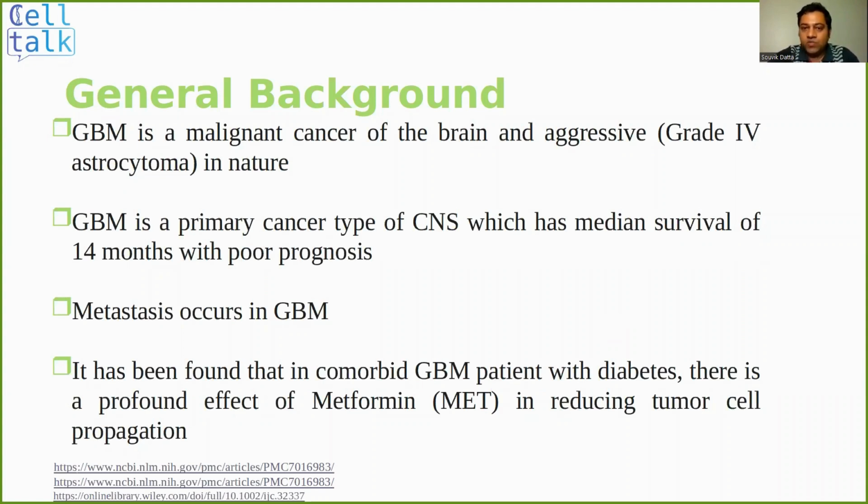So in light of these challenges, investigators and researchers all over the world are searching for some alternative treatment regime. And very interestingly, in many past researches and investigations, they have found that diabetic patients who are also comorbid with this lethal disease have a very profound effect of metformin on their system, and it can reduce tumor cell propagation. So this interesting lead results in further investigation of the metformin drug in the research of glioblastoma.